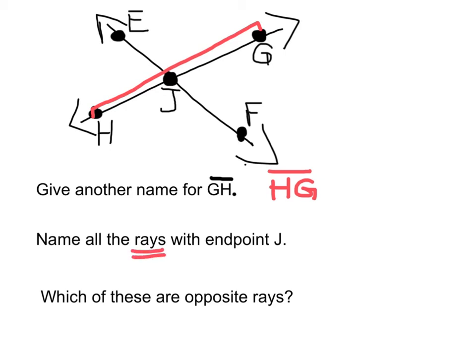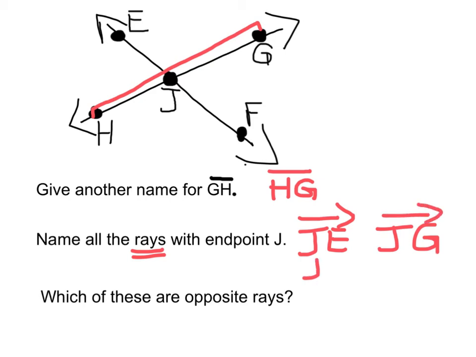Name all the rays with endpoint J, which means we must start with J and go infinitely in one direction or the other. So if we start with J, we could go towards E. So we could have ray JE. Now remember, you denote a ray with just one arrow at the end. We could start with J and go towards G. We could start with J and go towards H. And we could start with J and go towards F. Each time we must start with the endpoint and go infinitely in one direction.